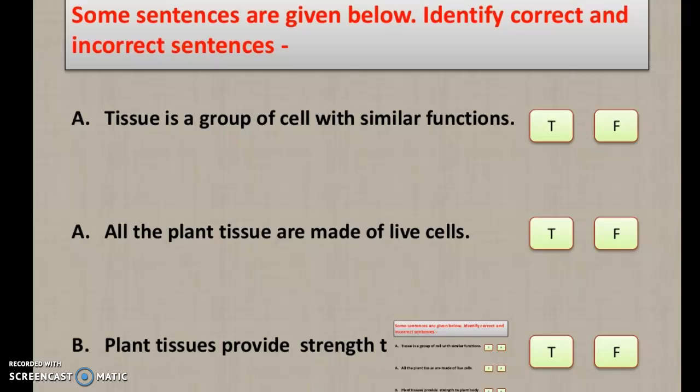Okay, now we have some true or false. All of you please read the statements and try to solve them. Number 1, tissue is a group of cells with similar functions. Number 2, all plant tissues are made up of live cells. Number 3, plant tissue provides strength to the plant body. Try to solve the questions. Check which statement is true and which is false.